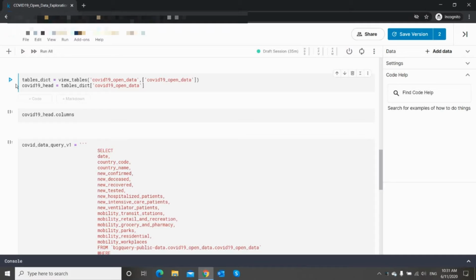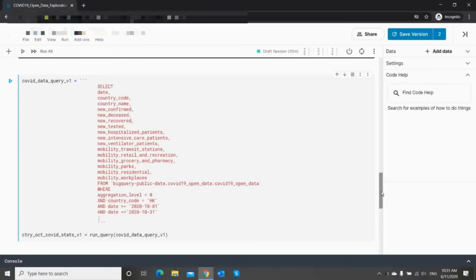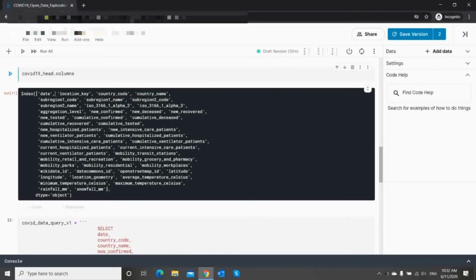Okay, now we are going to pull the data from the COVID-19 open data source, and we are going to take a look at the data columns. So I've run this cell, and let's take a look at what we have here. We have the date, so that gives us daily data. For the geography, we have three hierarchies. We have the country, subregion 1 and subregion 2, and we can disaggregate each of these country hierarchies by filtering on the aggregation level so that we do not duplicate the numbers.